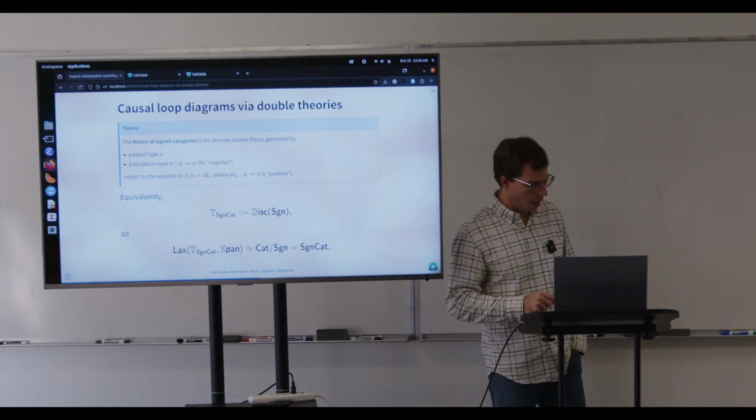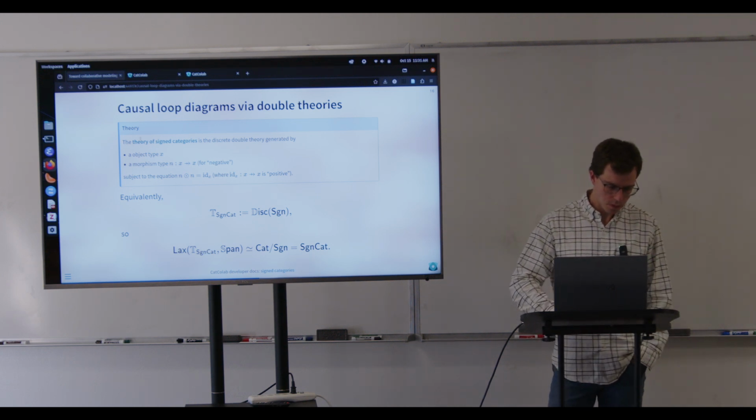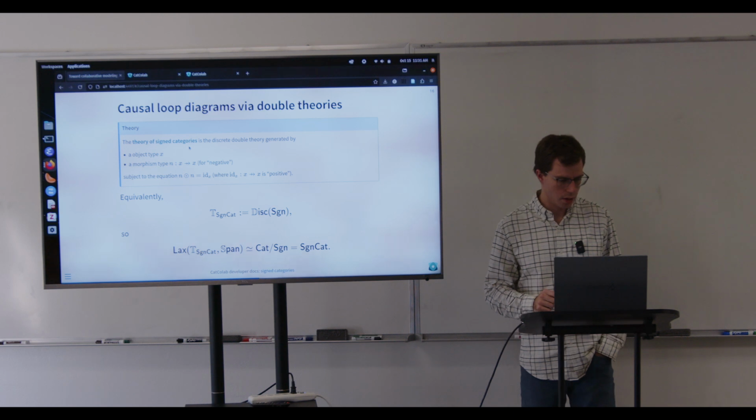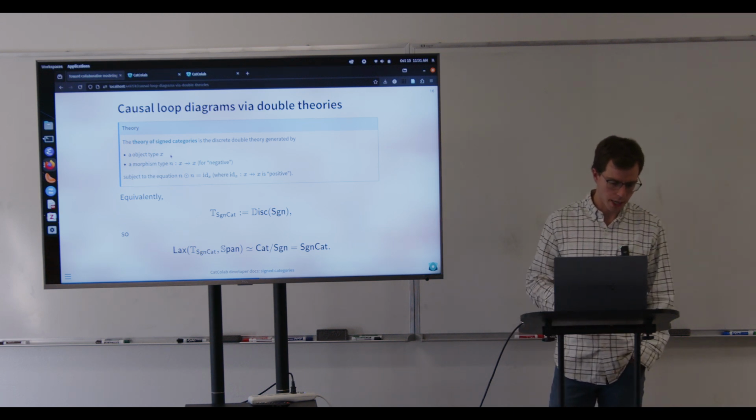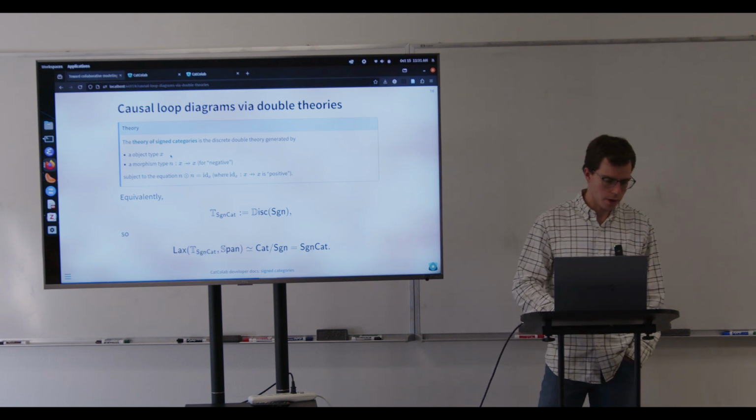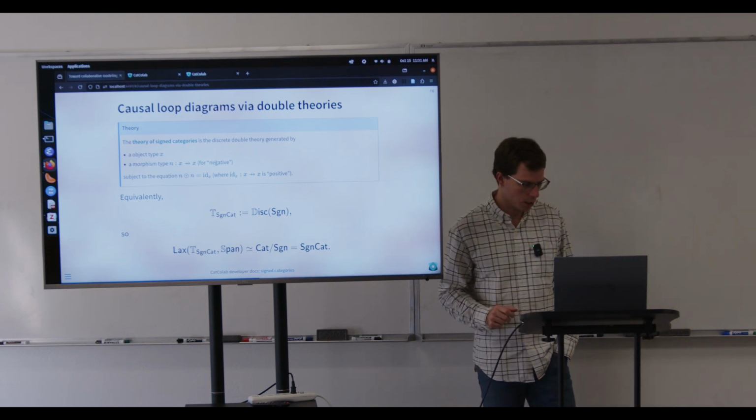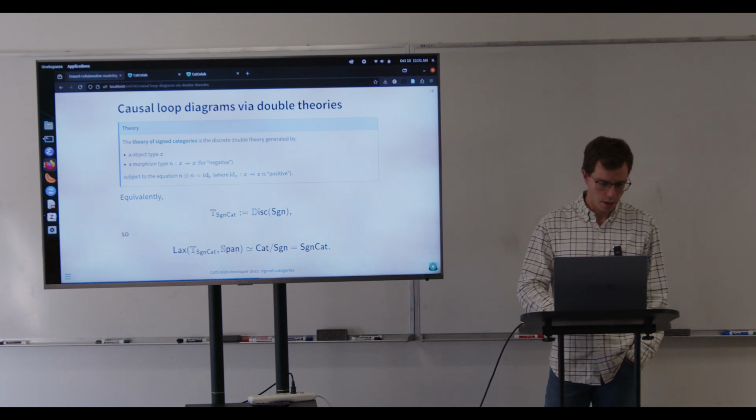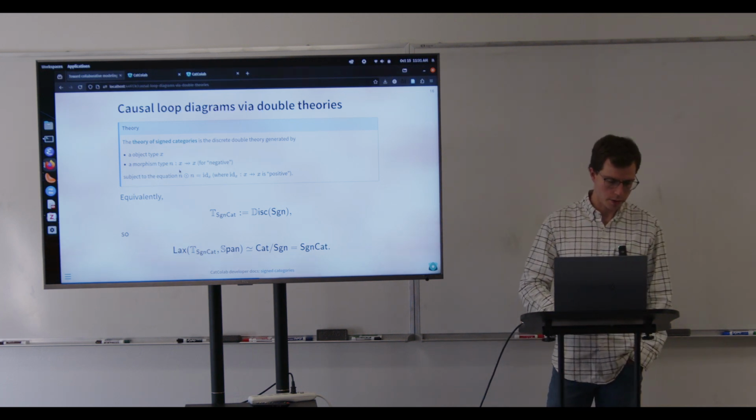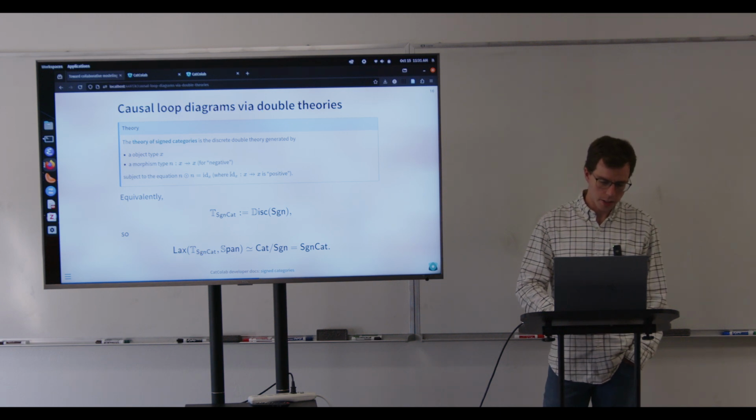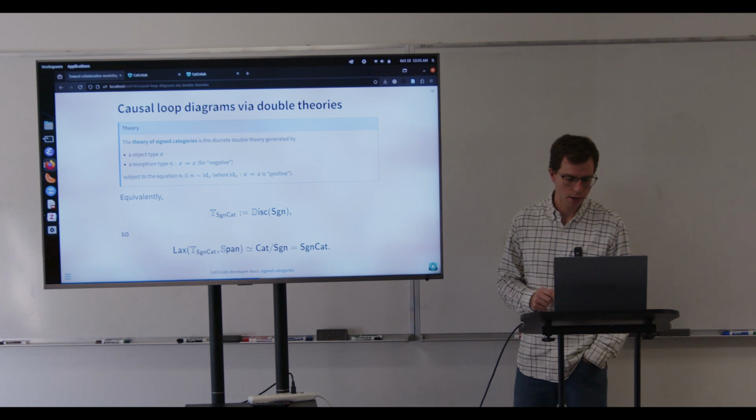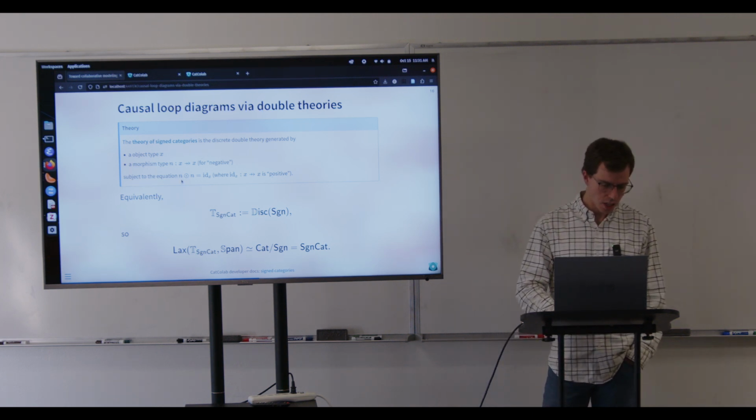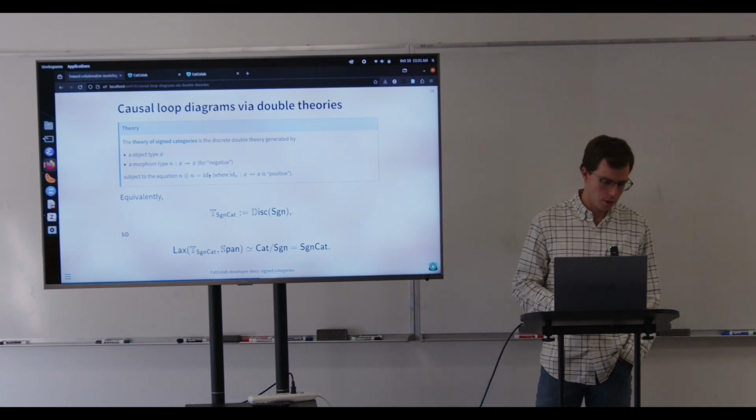In terms of double theories, the way we set this up is that the theory of signed categories is the discrete double theory that's generated by a single object type, let's call it X, and then a morphism type, or a pro-arrow, from X to itself. I'm calling it N because it's supposed to stand for the negatively signed morphisms, subject to the equation that N composed with itself is the identity. The way to interpret this: where is positive here? The positive ones are implicitly present via the identity pro-arrow on X. That's where the positives are coming from in the theory. And this equation is saying that a negative times a negative is a positive.